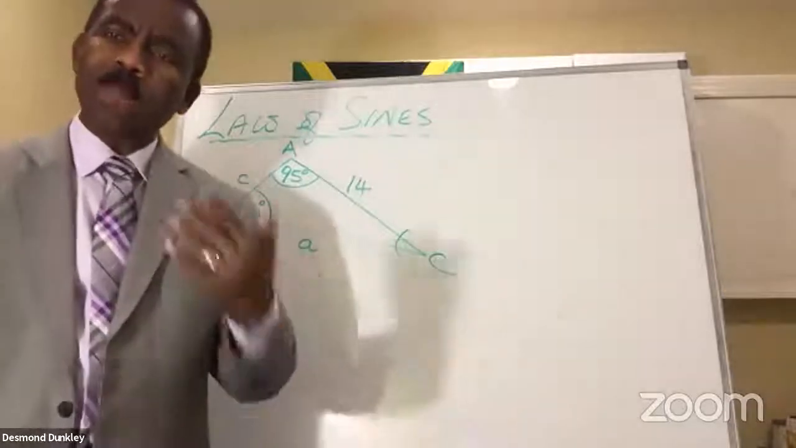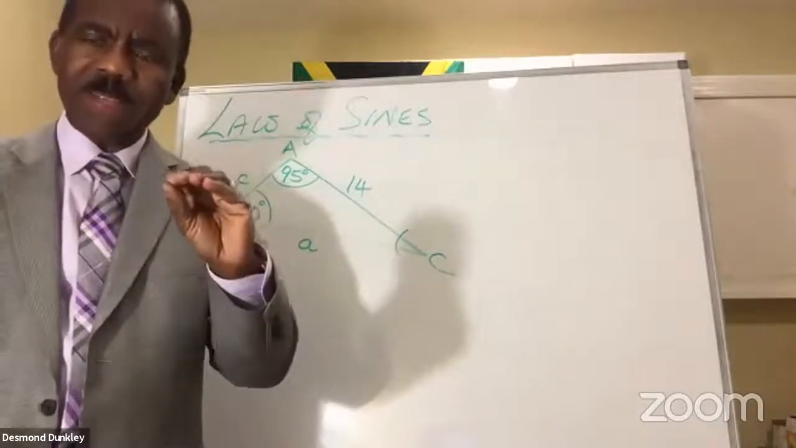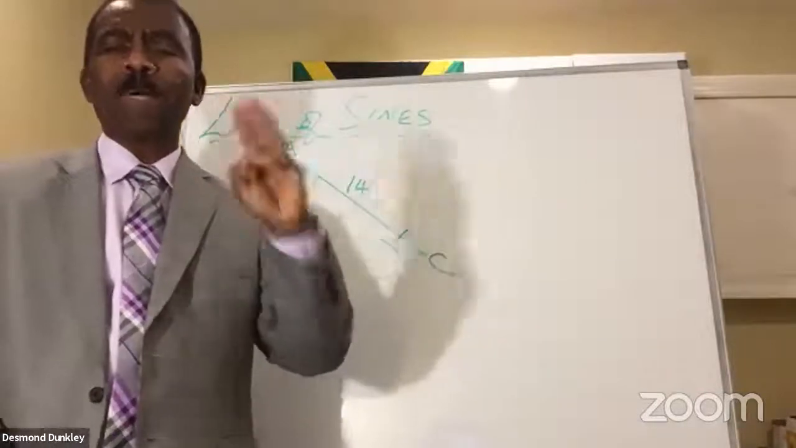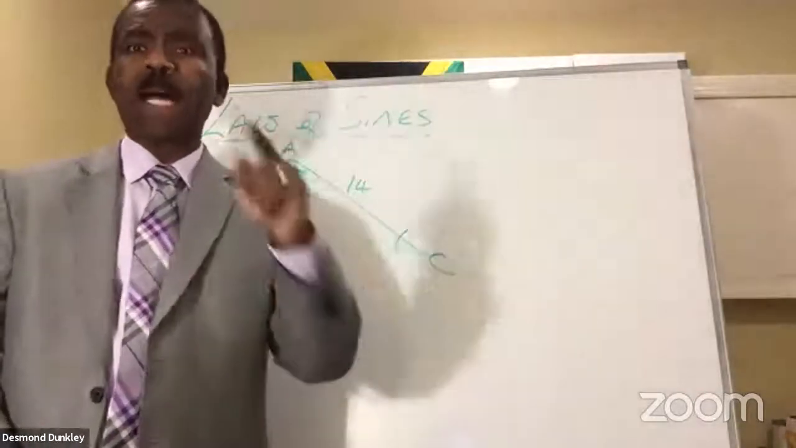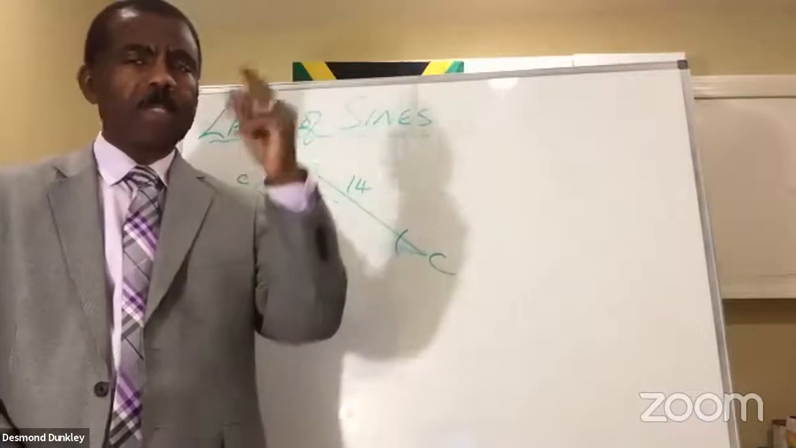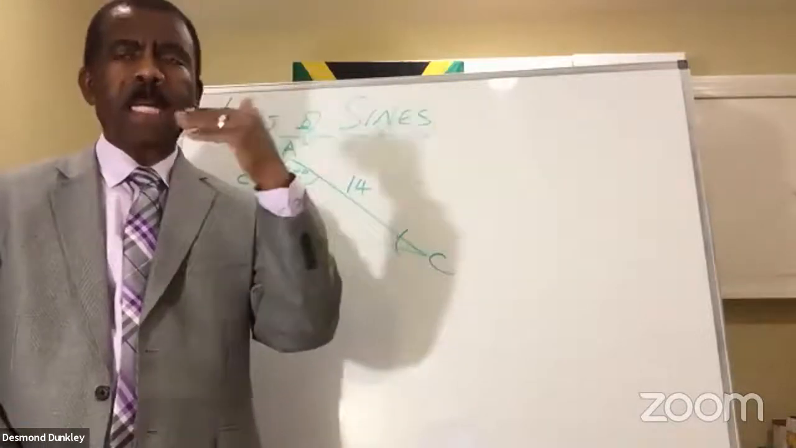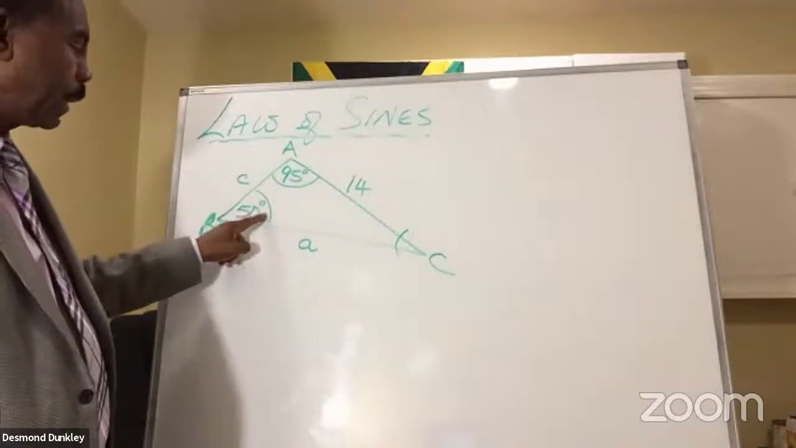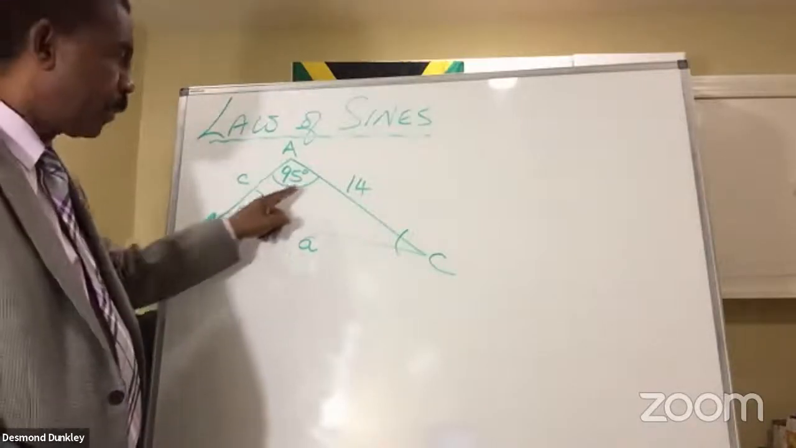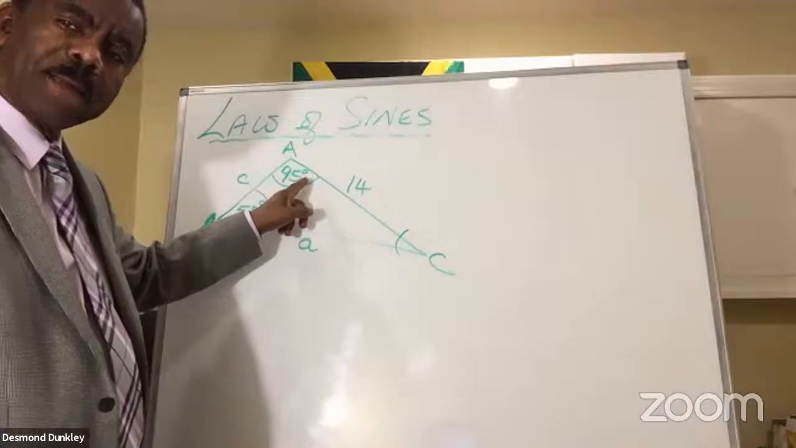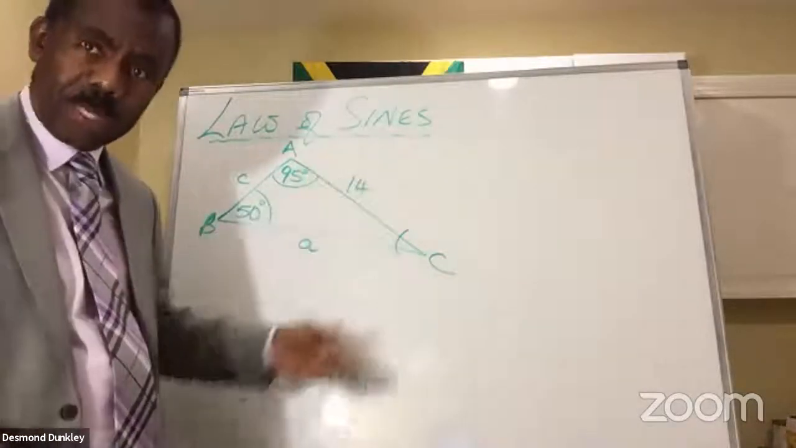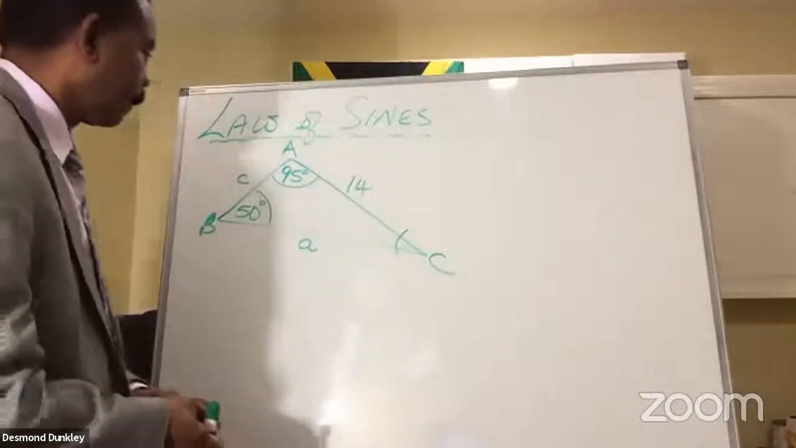Of course, we know that the missing angle is very easy because all three angles of a triangle must add to give us 180 degrees. So when you add the three angles, you must get 180 degrees. If this is 95 and this is 50, add this to this, we end up with 145. So this has to be 35. Okay? So this is 35.